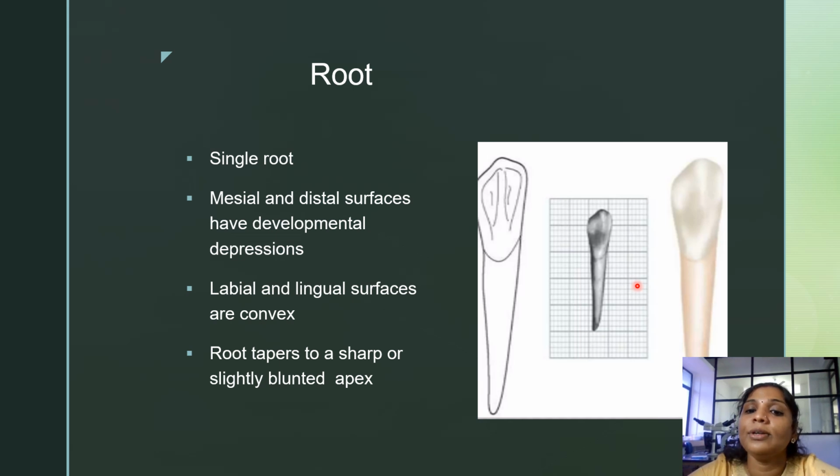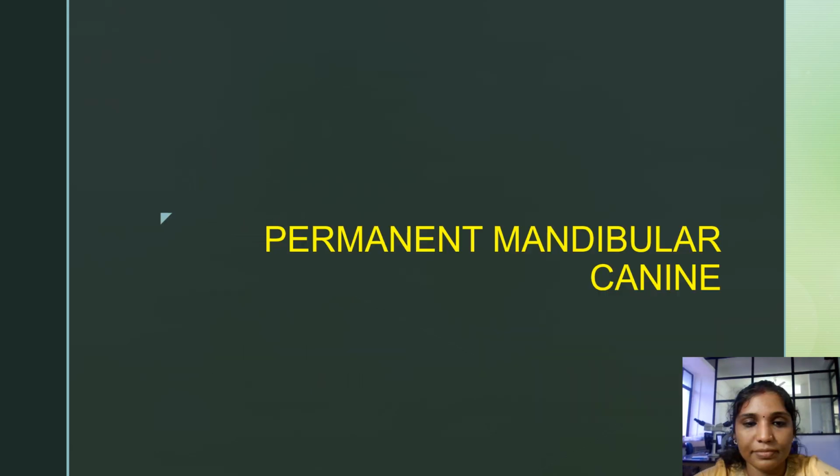Root: it has a single root, and the mesial and distal surfaces of the root have developmental depressions. The labial and lingual surfaces of the root are convex in shape, and the root tapers to a sharp or slightly blunted apex. That's all about the permanent maxillary canine.